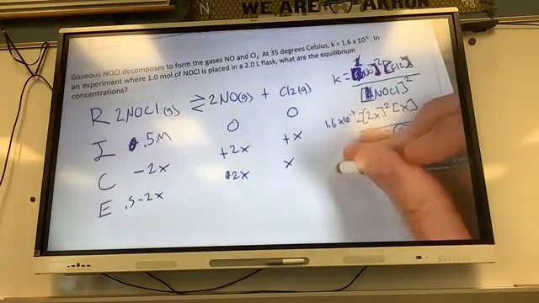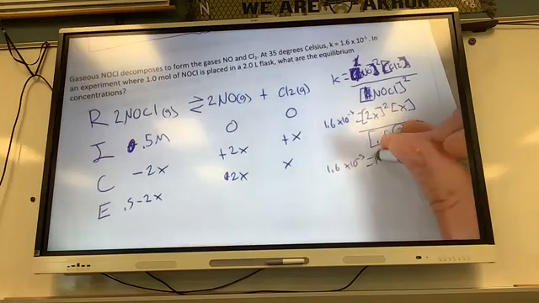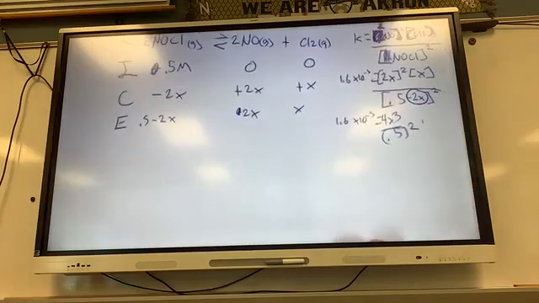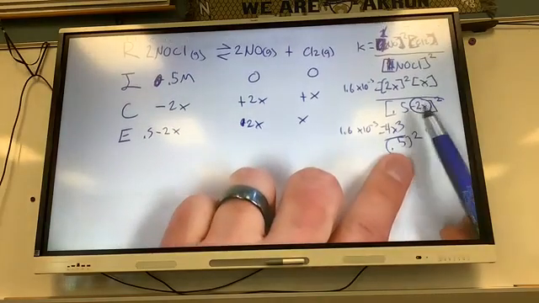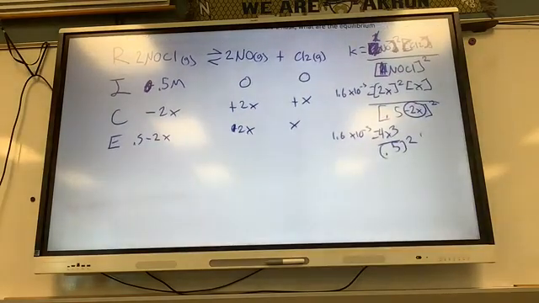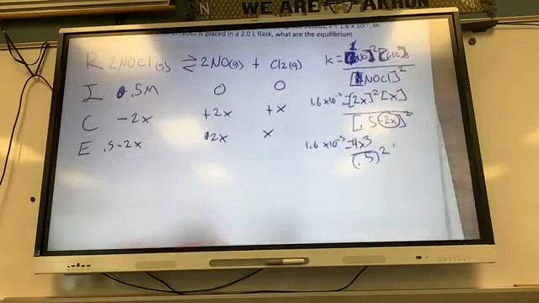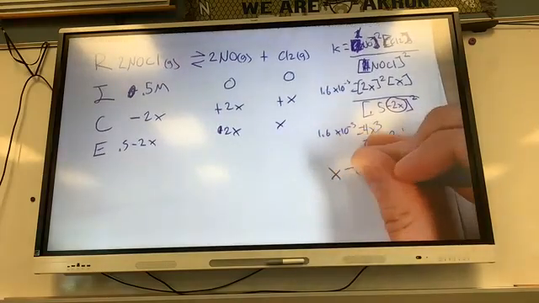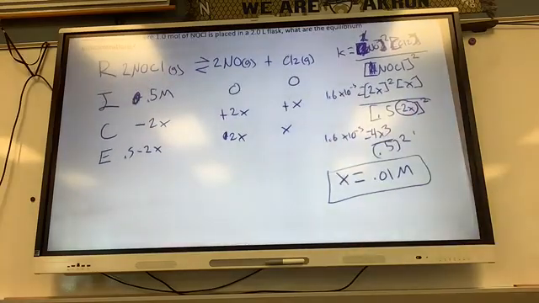So that means that 1.6 times 10 to the negative fifth equals 4x cubed over 0.5 squared. How much better is that math? So much better. So you will never have to do quadratic formula on the AP test. They'll never make you do that. If you end up with a minus x on the bottom, it's probably going to be a small k that you can take the x to 0. Cool? Solve for x, and x ends up being 0.01 molar.